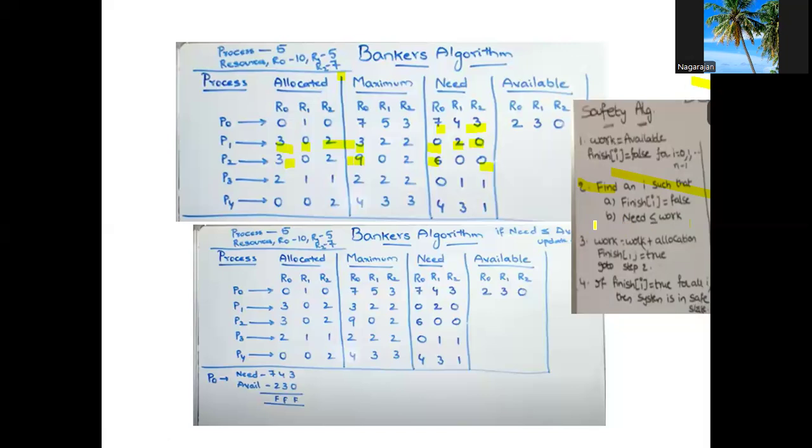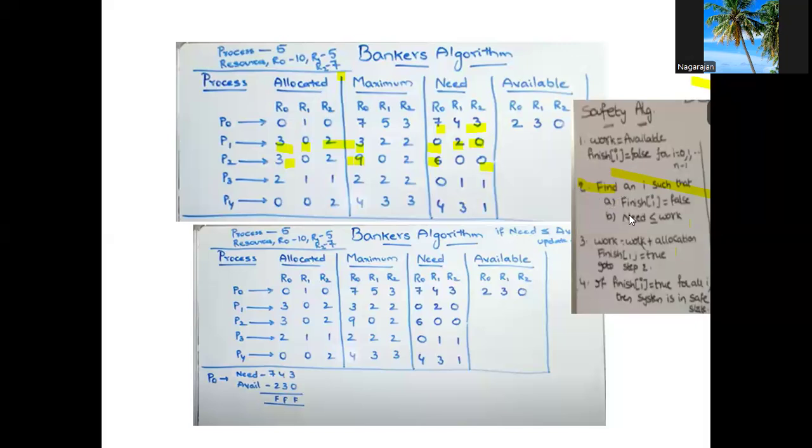That means allocate the resources properly. The third step says Work equals Work plus Allocation, and Finish[i] equals true. Then go to step number 2. Again, Work equals Available and Finish[i] equals false means there is a chance of deadlock, so it gives a chance to the next process.